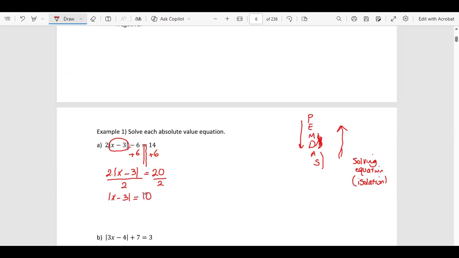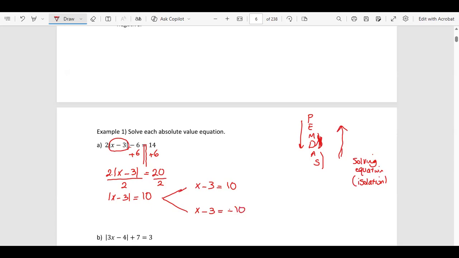Now I'm done with step 1, because the absolute value is isolated. Step 2 says drop the absolute value. And to drop the absolute value, I need to rewrite it as two separate equations. We have x minus 3 equal to positive 10 without the absolute value, and x minus 3 equal to negative 10.